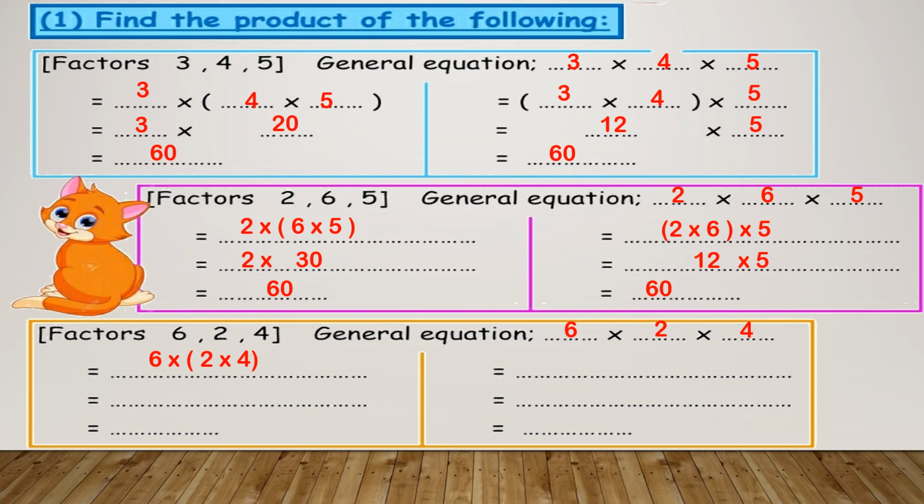So 2 by 4 will give you 8. So I have here now 6 by 8. So 6 by 8, as I know, it's 48.